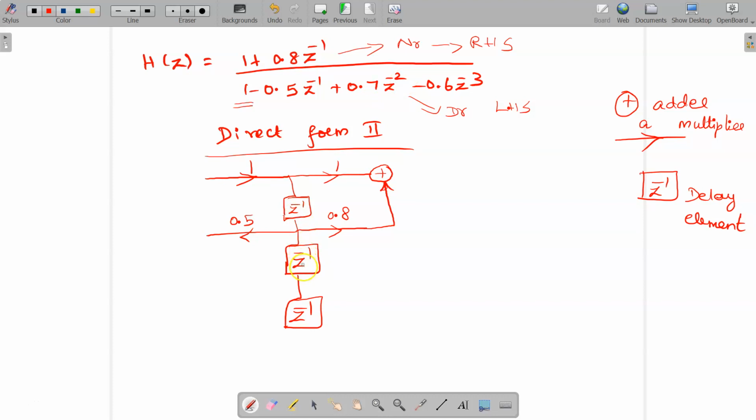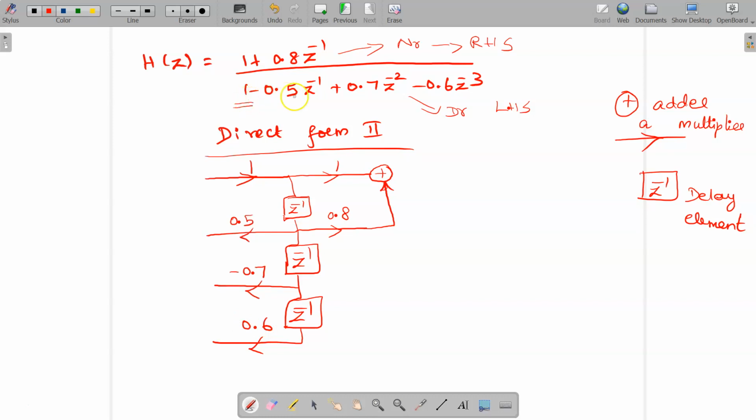So z power minus 2 I will be having here, and here in the left hand side I have to reverse your direction. Also change your sign, minus 0.7 will become plus 0.7. Then the fourth term is z power minus 3. So z power minus 1, z power minus 1, z power minus 1. Multiply all these three terms, you will be getting z power minus 3, which I have to multiply with minus 0.6. But since I am reversing the direction, I have to use plus 0.6.